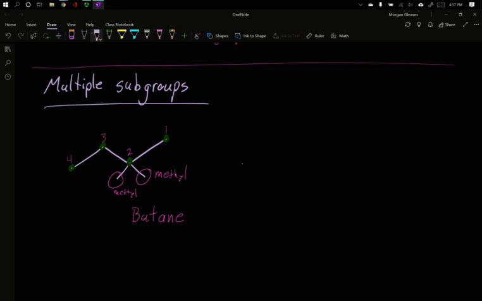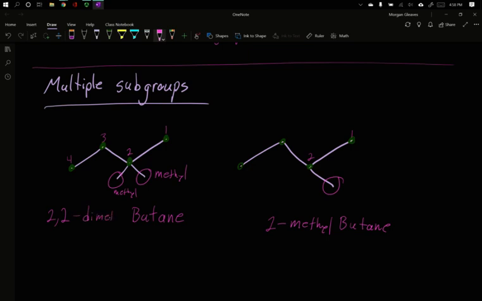If we had had this molecule, this also would have had 4 carbons long, and it would have had a methyl at the 2 position. So what's the difference in these names? Well, the one on the right is a 2-methylbutane, but the one on the left is a 2,2-dimethylbutane. So we need to give the number for each subgroup's position. The fact there's 2 of them on the same carbon means we have to say it twice.